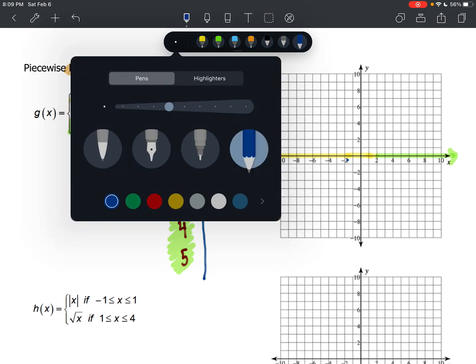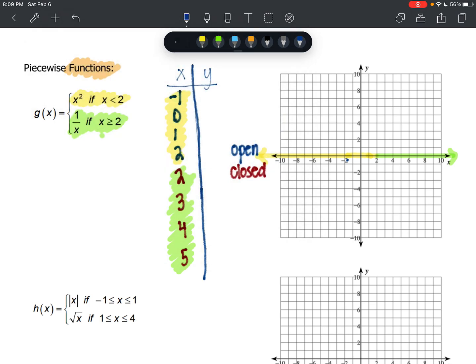So we put that 2 in. I'm going to put that 2 into the yellow function, and 2 squared is 4. We put a 1 into the yellow function, and 1 squared is 1. Put a 0 into the yellow function, 0 squared is 0. Put a negative 1 into the yellow function, and negative 1 squared is 1. So 2, 4, and that's an open circle. And then 1, 1, and then 0, 0, and then negative 1, 1.